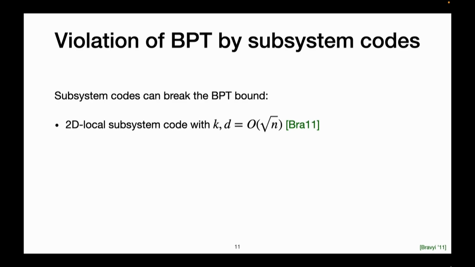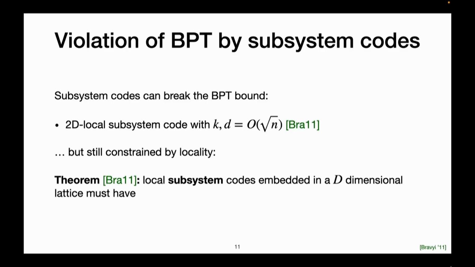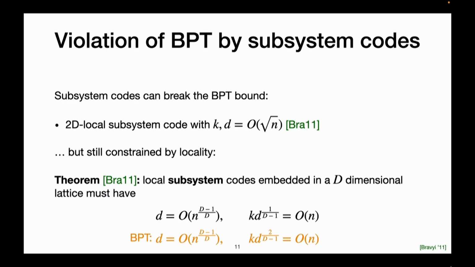But even though subsystem codes can break the BPT bound, they are still themselves constrained by locality. Bravyi also showed that local subsystem codes embedded in a d-dimensional lattice must have d at most n to the (d-1)/d, and k d^(1/(d-1)) at most n. And so this is in some sense a generalization of the BPT bound. Here are the parameters for BPT. The bound on the trade-off for just d is the same, but the trade-off with k and d has a slightly different exponent on the d.